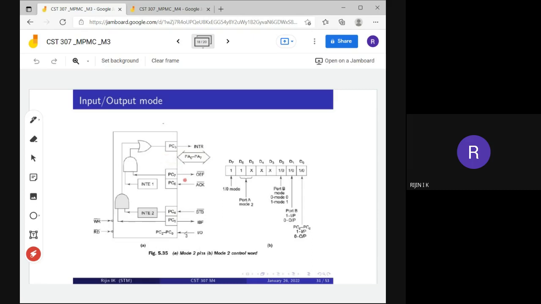Then when the input buffer is full, it will generate a signal called the input buffer full signal, that is IBF, from the port PC5. Okay, from this port it will generate an input buffer full signal. That is an indication that the data has been received by the 8255 IC. It is like an acknowledgement signal, which we send to the external device.